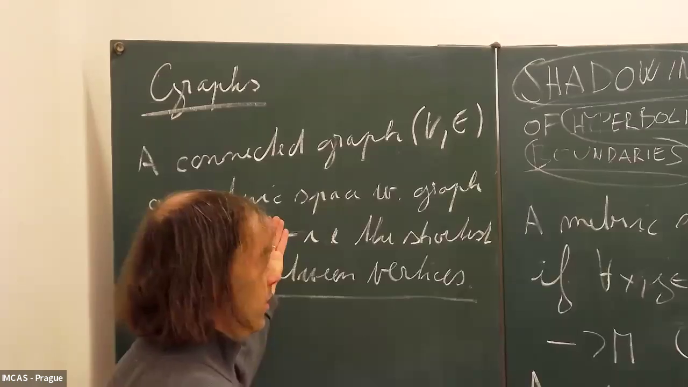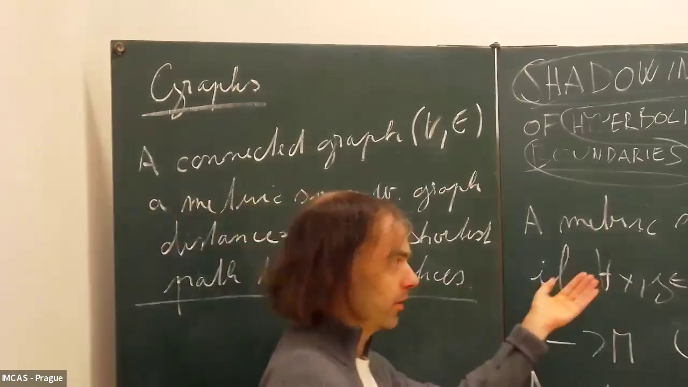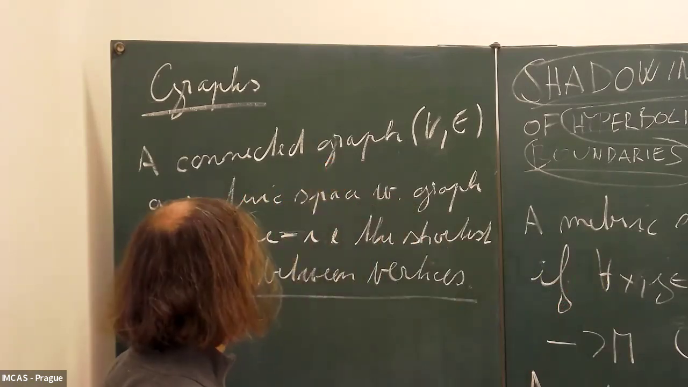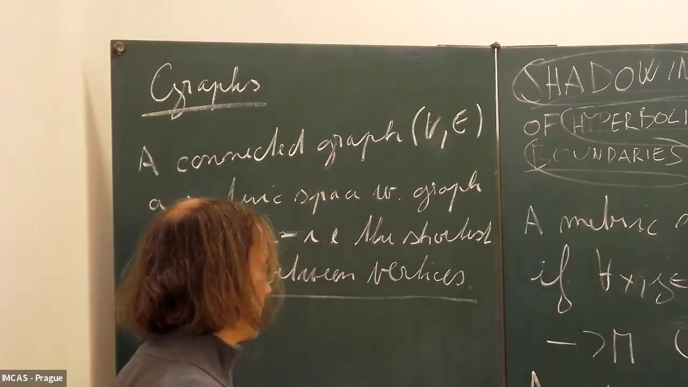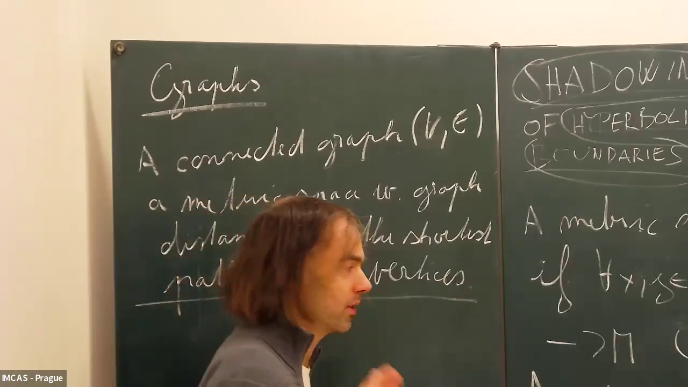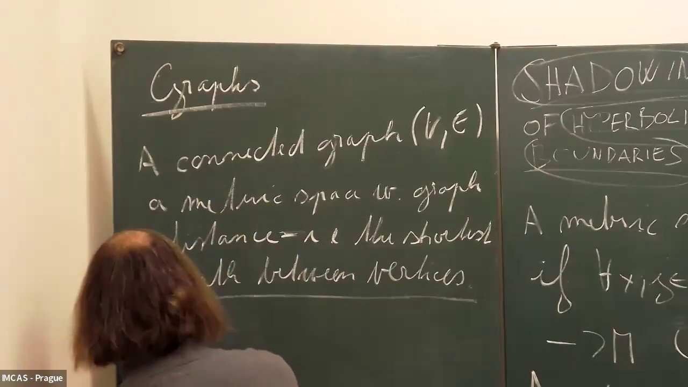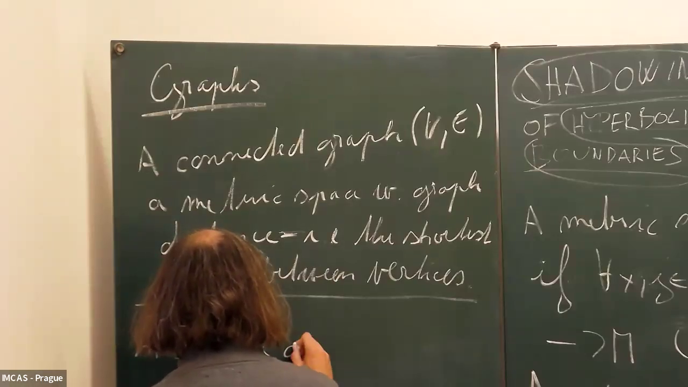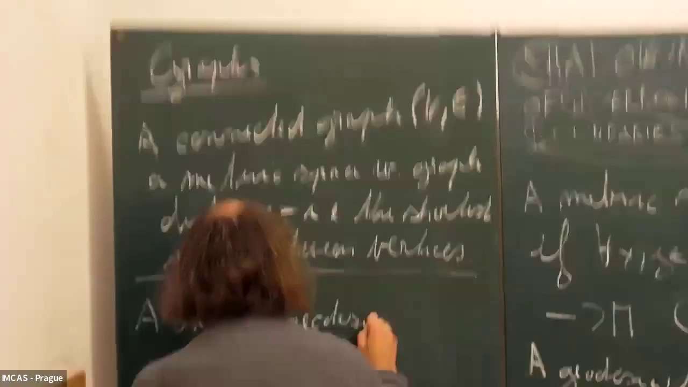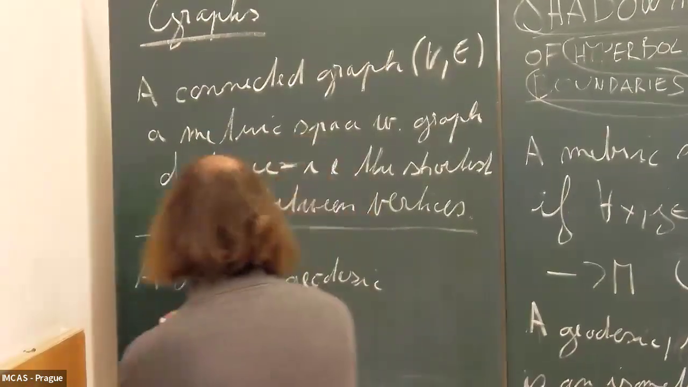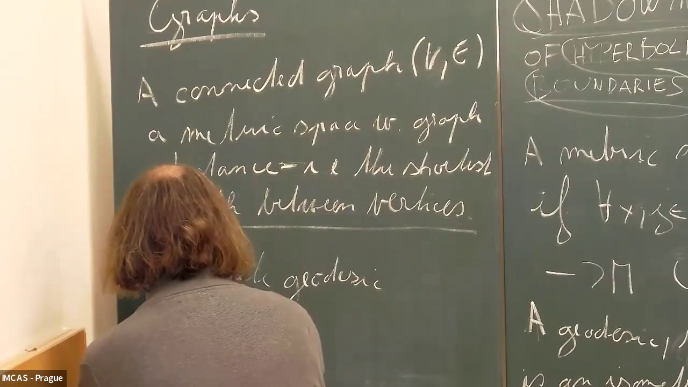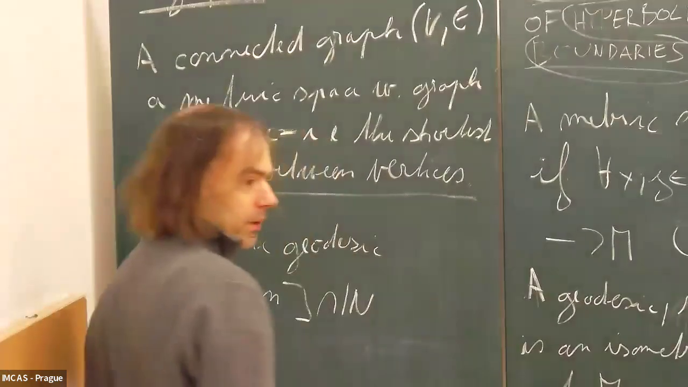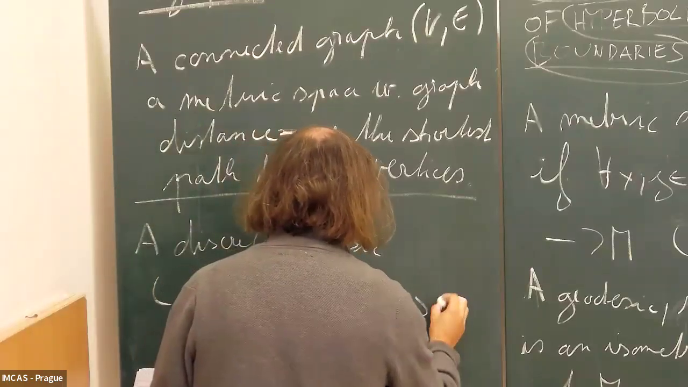After I explained that we want to target geodesic spaces, but here I'm saying that we are working with discrete spaces. So we just consider something called discrete geodesics. A discrete geodesic is a map from some interval intersected with the natural numbers into the graph.